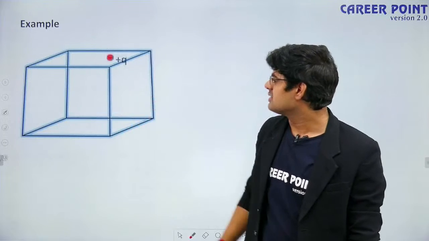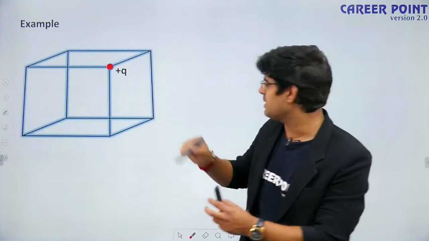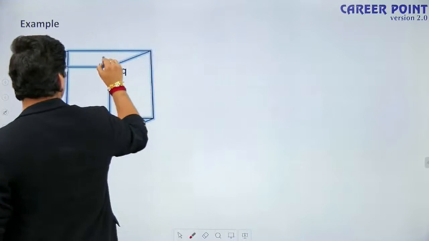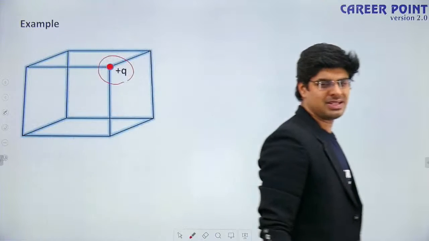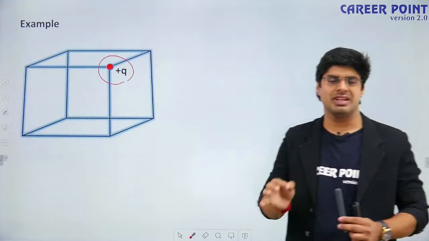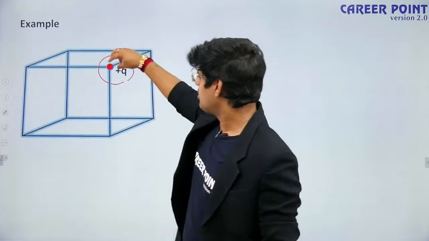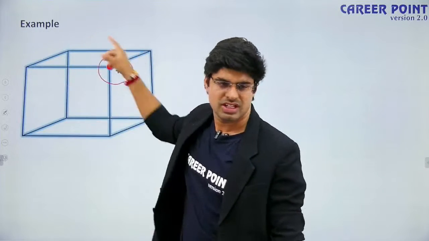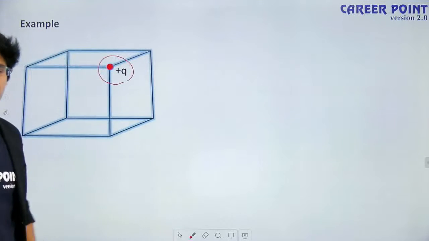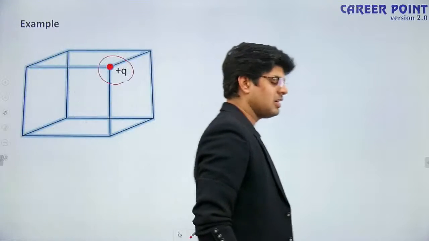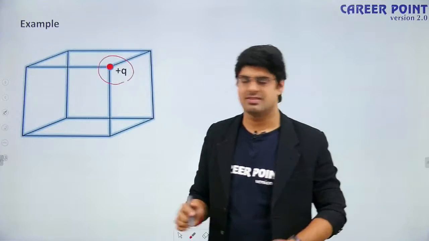Now in this again we are taking the same cube. This time the difference is we are placing this plus q charge at the corner of the cube. Now what is my purpose? My purpose is to be able to apply Gauss law on this configuration. Now in order to apply Gauss law, what is more important for me?